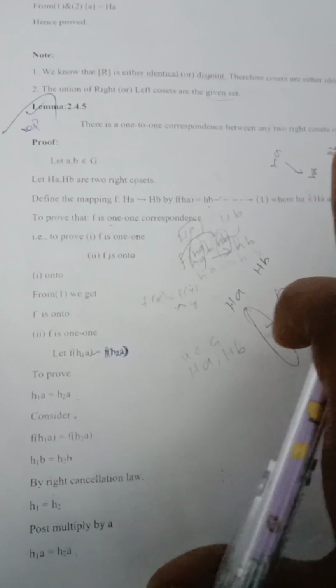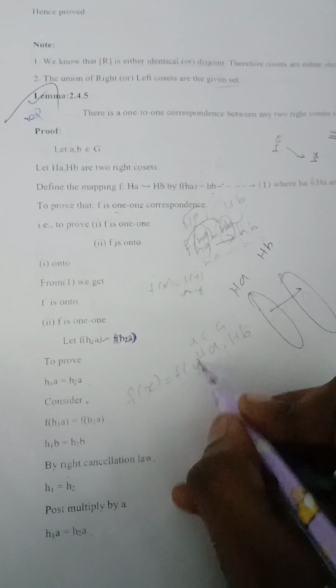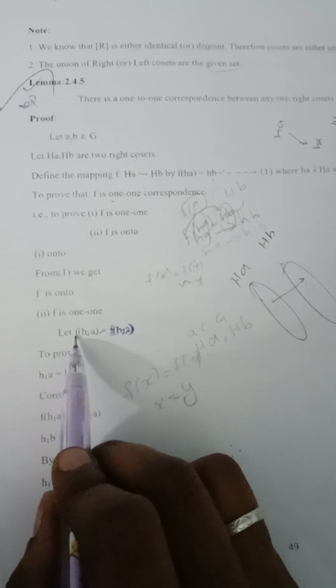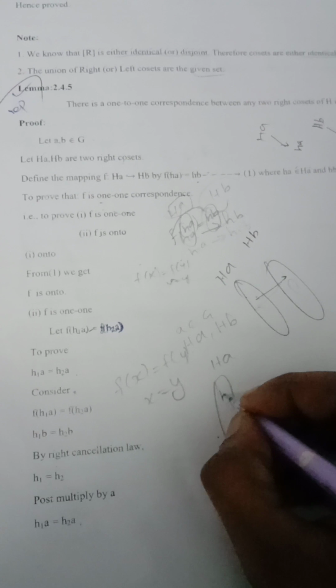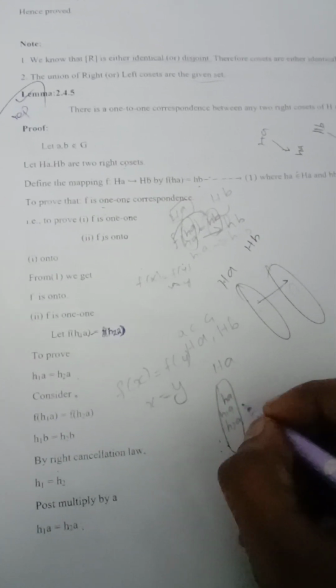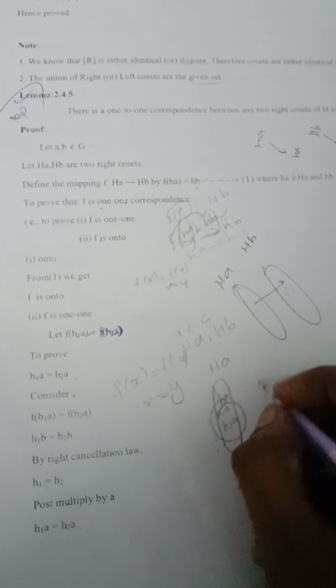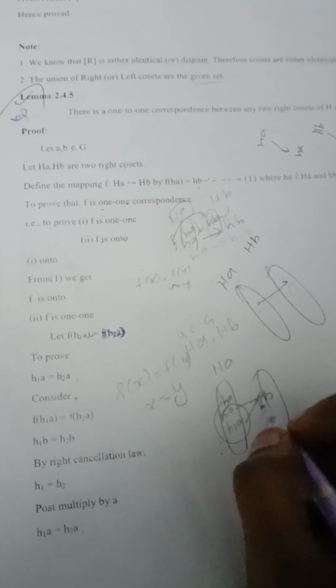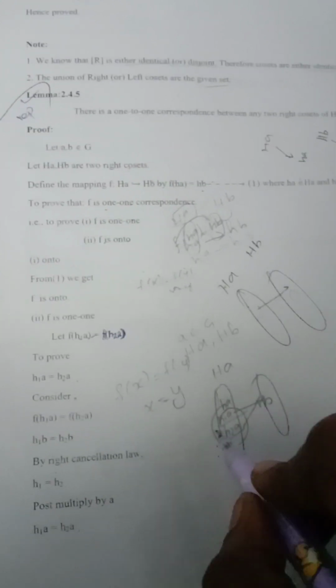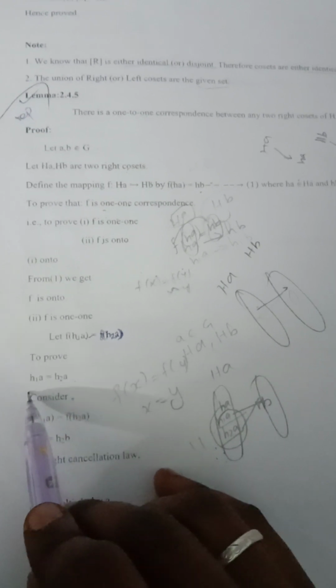Then one more thing, we have to prove that it satisfies one-to-one. One-to-one function means we already know that if f(x) = f(y), then x = y. So here we take f(h1a) = f(h2a). Ha contains many elements, h1a, h2a. So we took these two elements, h1a and h2a, mapped to h1b and h2b. For one-to-one there is only one image, so h1a and h2a must be equal.